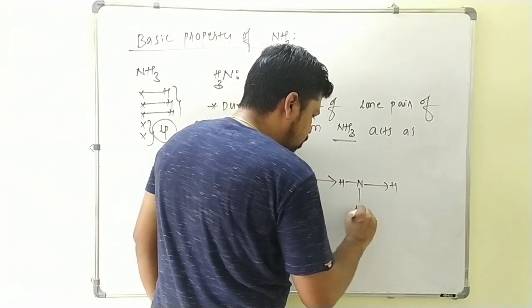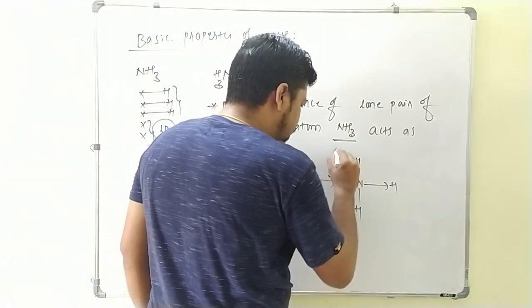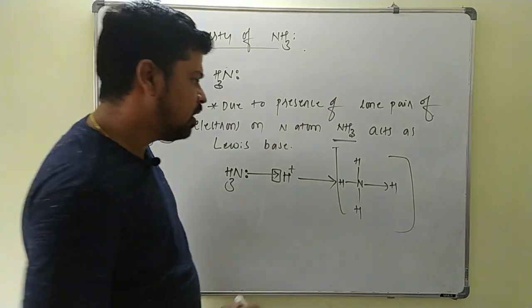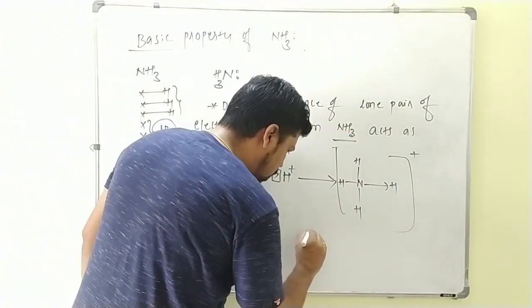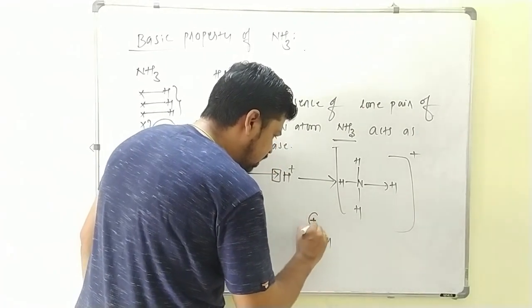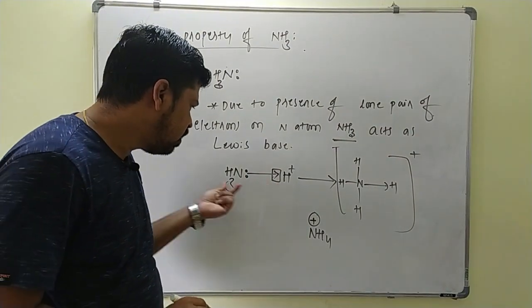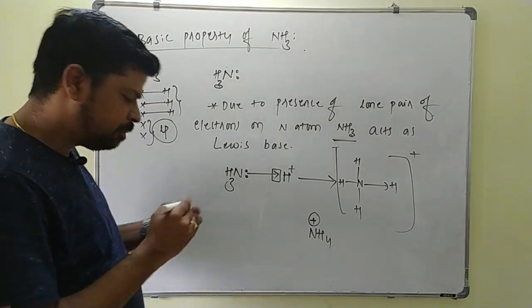The remaining 3 bonds with hydrogen are simple covalent bonds. Whenever nitrogen forms a 4th bond, it always gets a formal charge on itself, that is a plus charge. You can write it like this, or else like this. The plus charge is on the nitrogen. This is the formal charge here. So by accepting this proton, it acts as a Lewis base.